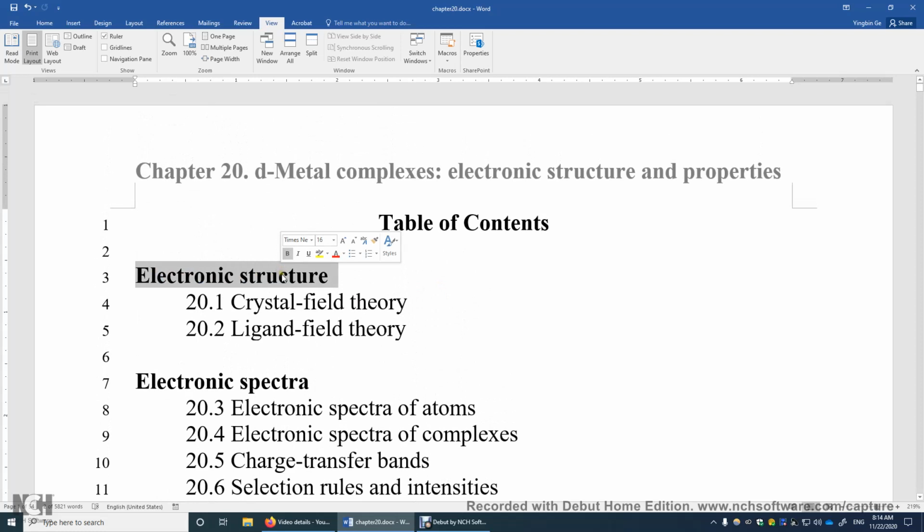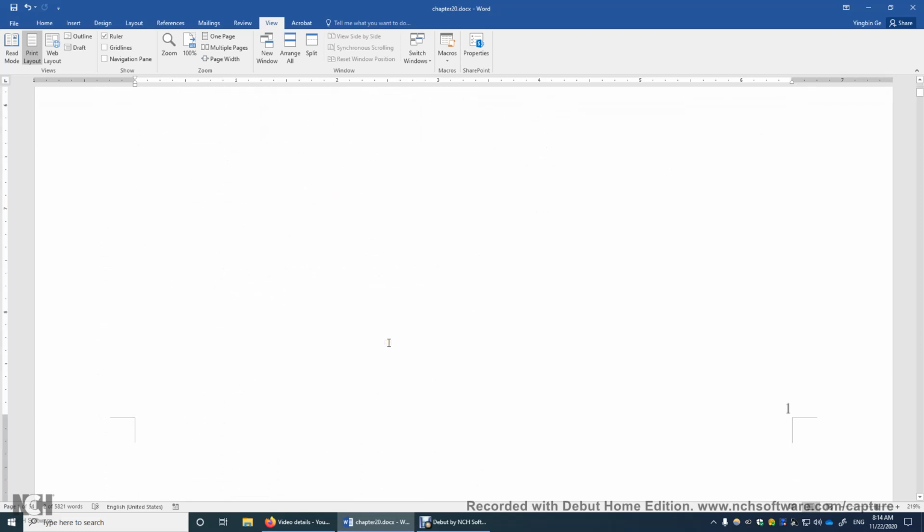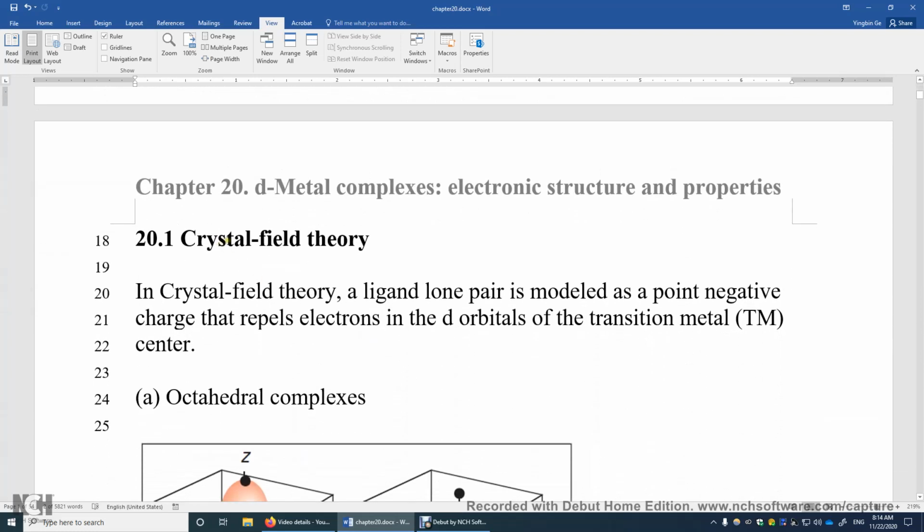It consists of two sections, crystal field theory and ligand field theory. So now let's look at section 20.1, crystal field theory. In crystal field theory, a ligand lone pair is modeled as a point negative charge that repels electrons in the d orbitals of the transition metal center. So this is completely classical physics. We're not talking about orbital theory here.